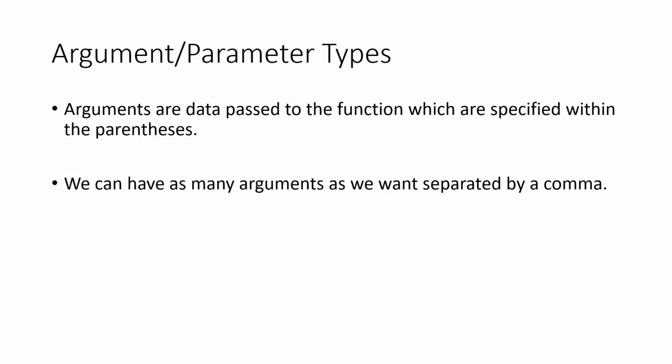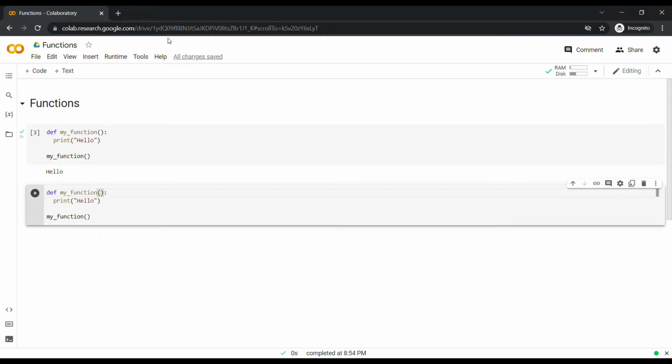Next, we'll see about argument types. Arguments are data passed to the function which are specified within the parentheses. We can have as many arguments as we want, separated by a comma. In the above program, we have created a function with no arguments. Now, let's see a function that has one argument.